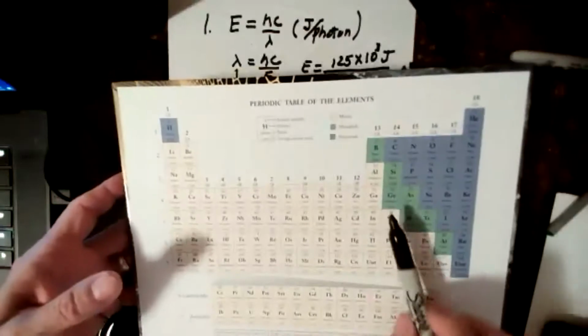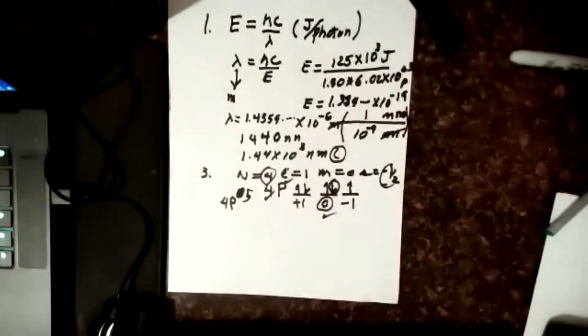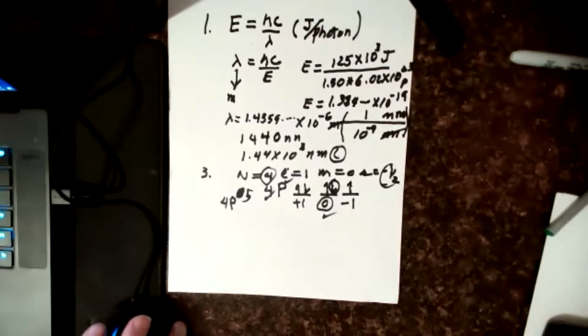Okay. All right, we got it right now. 1, 2, 3, 4, 5, P5. All right. So it's 4p5, and that makes it bromine. So we're good with that.